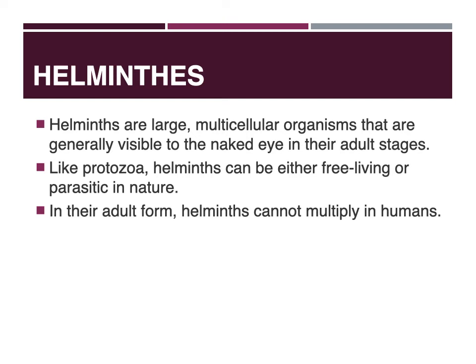Now, it's interesting to note that with helminths in their adult form, they cannot multiply and increase in numbers. So for their life cycles, they have an egg stage, a larval stage, and then the adult stage. In the adult stage, eggs are produced and fertilized, those eggs usually get shed, and then they get picked up.